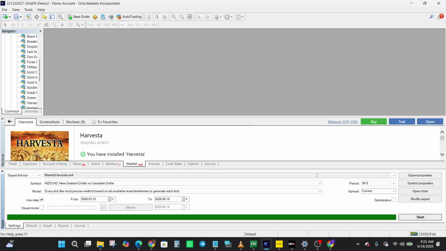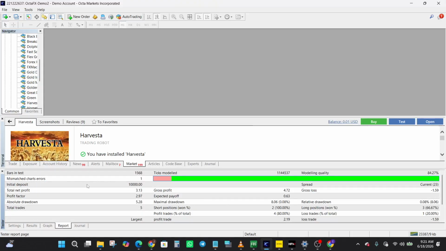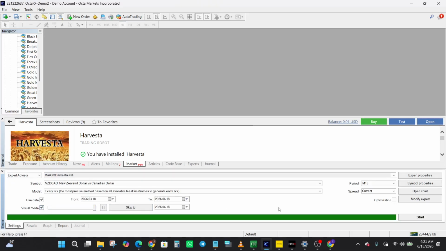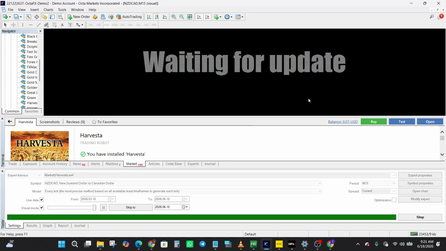We're testing the Harvesta EA on NZDCAD, one of the recommended pairs on the M15 time frame. We are using the every tick modeling backtesting over the past 3 months. And here we can see that from an initial deposit of $10,000, total net profit was just $3.13. 5 trades we are taking, out of which 4 were profitable, giving us an 80% win rate. Largest profit was $2.19, largest loss 1.59, average profit 1.18, average loss 1.59, giving us a bad risk to reward ratio. So now I'm going to turn on the visual so that we can also see the EA in action.